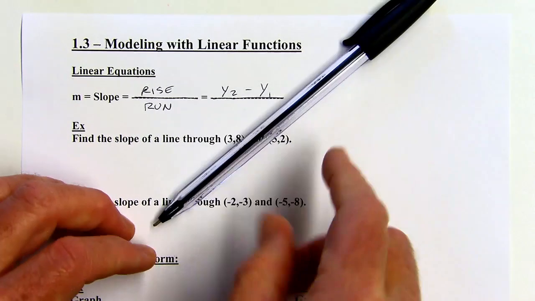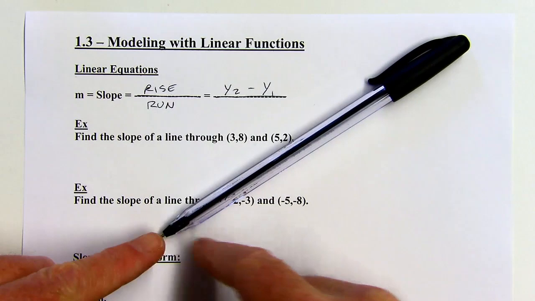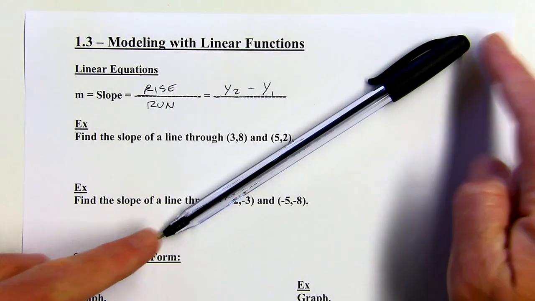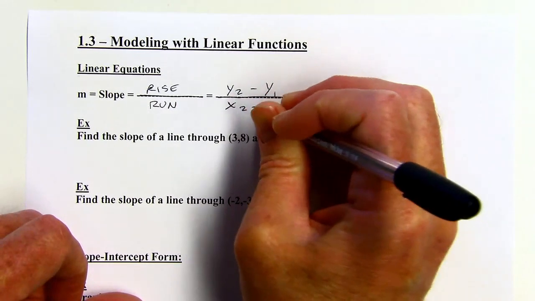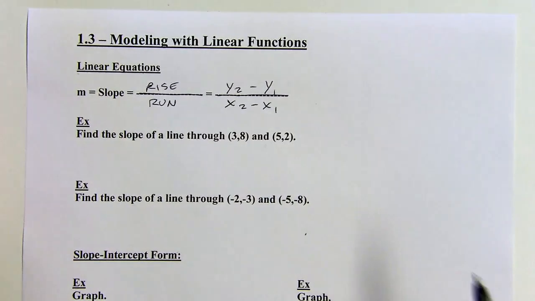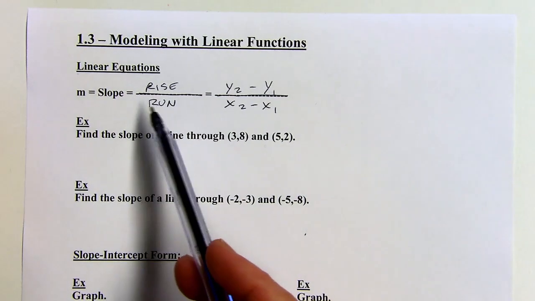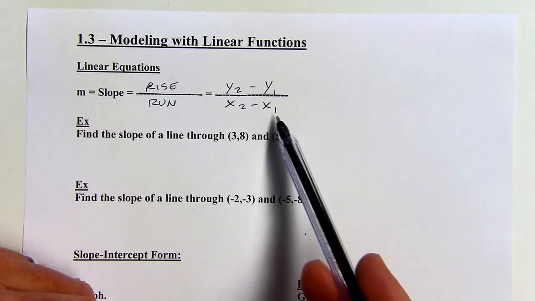And then your run is how far left and right you would go to get from one point to the other. So I would go right here some amount. That's going to be dependent on the x values. So the run is the difference of the x values. And that gives me my slope formula, okay? So if I have a graph and I need to find the slope of a line, often I'll use rise over run and just kind of count the spaces. But when we don't have a graph, I would usually use the formula.